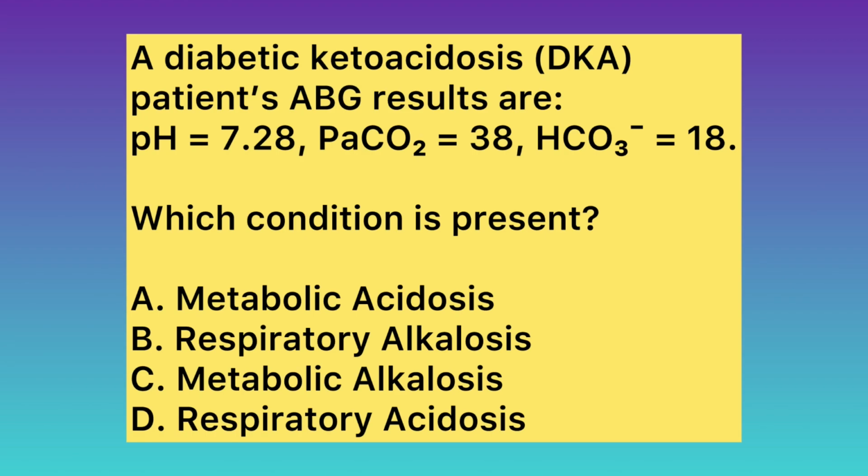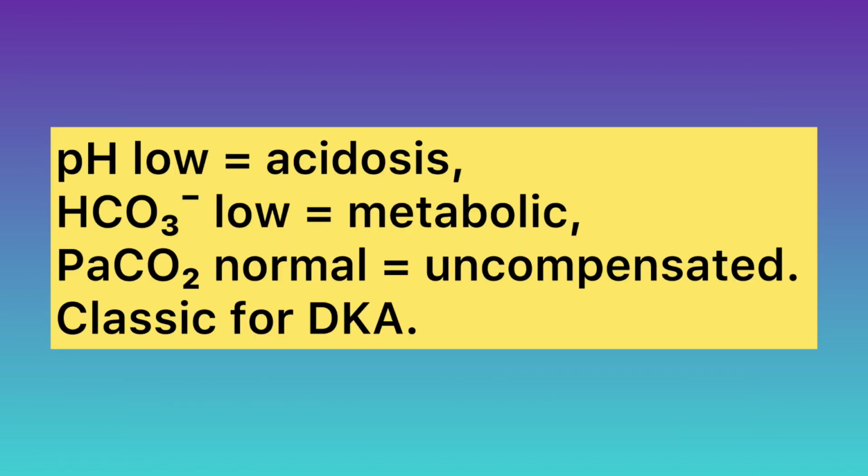Next question: a patient with diabetic ketoacidosis. The patient's ABG results are pH 7.28, PaCO₂ 38, and bicarb 18. As I have discussed previously, with DKA just think metabolic acidosis. Otherwise we will solve this. pH is low, that means acidosis, and bicarb is also low, so it is metabolic. And PaCO₂ is 38, normal is 35 to 45, so it is normal, so uncompensated. So this is metabolic acidosis. Classic.